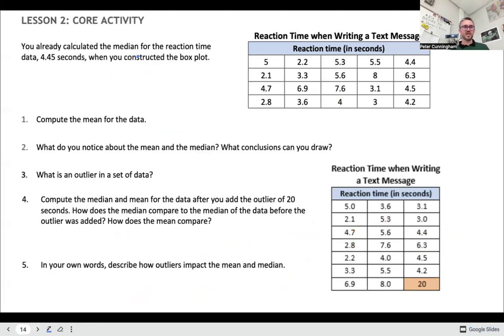All right. So we've calculated the median. Now we're going to compute the mean. Now, how do you compute the mean? The mean is all these numbers added up. Mean is just another way of saying average. And to find the average, we're going to take the sum of all these numbers, add them all up, and then divide by the number of entries.